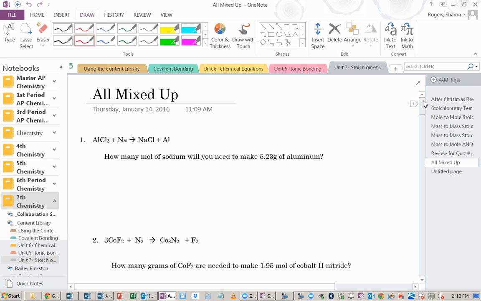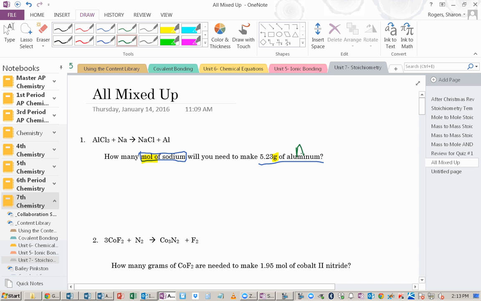All mixed up. So, number 1, we already said this was mass to mole. I'm starting with 5.23 grams of aluminum, and I'm ending with moles of sodium. If I'm starting with mass and ending with moles, I know this is a mass to mole stoichiometry. This is going to be 2 steps.